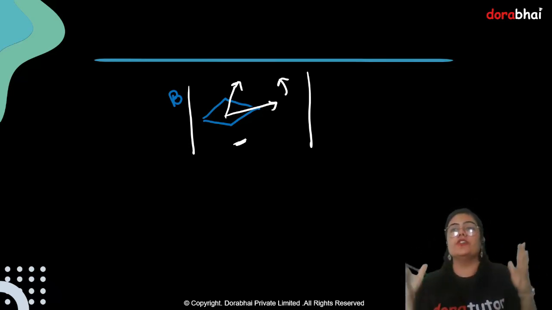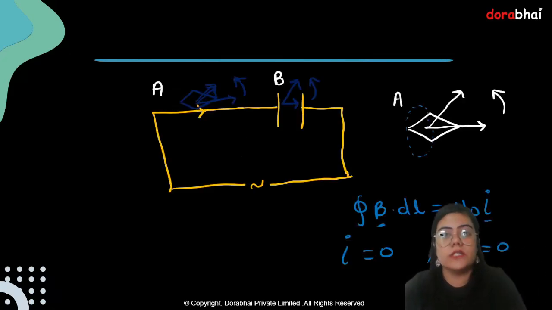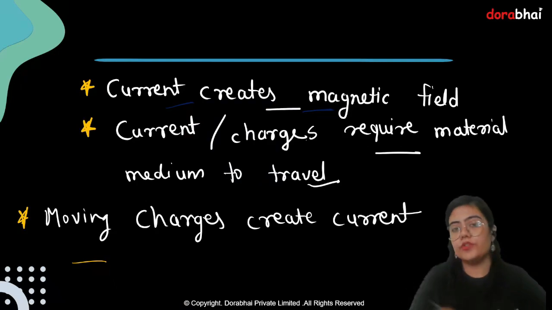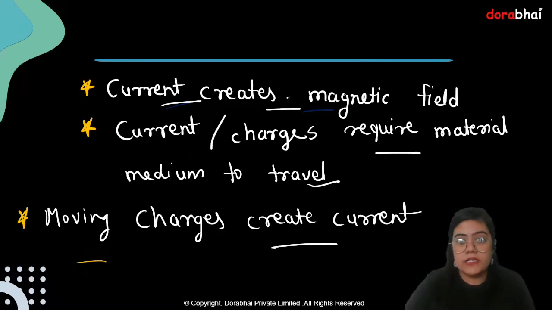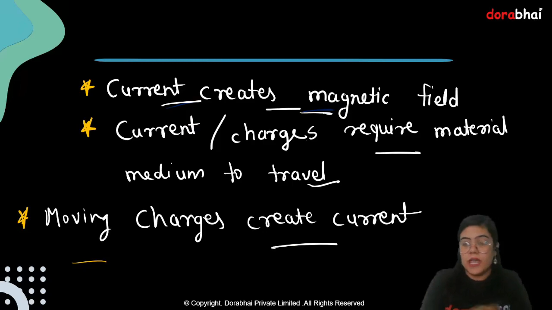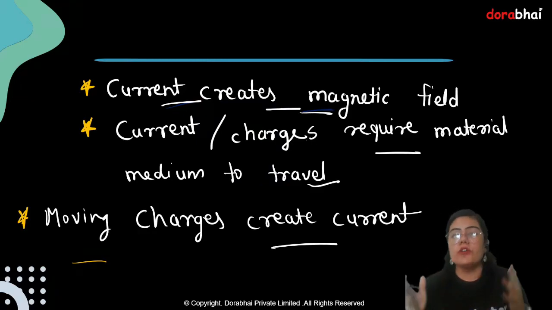So this was a huge controversy at that time. We didn't know where this magnetic field came from, because we only knew these things: current creates magnetic field. Current or charges require material medium to travel. Without material medium, charges can't travel. And moving charges create current. So if there are no charges, then where is this current coming from? Because current is creating magnetic field. If there is magnetic field, then there should be current. And if there is current, there should be charges. And if there are charges, there should be material medium. But it's not happening. So this was a huge controversy, and because of this, we came to know that we did a lot of wrong calculations.